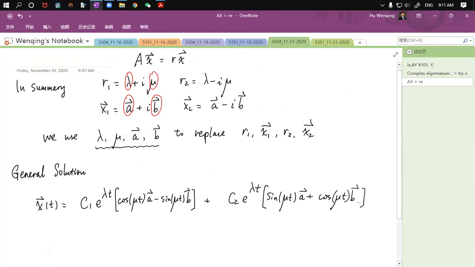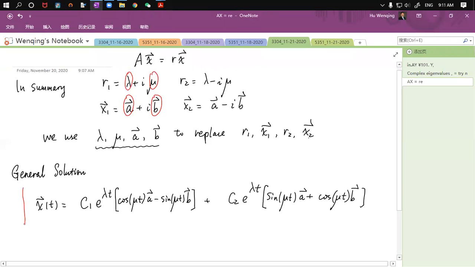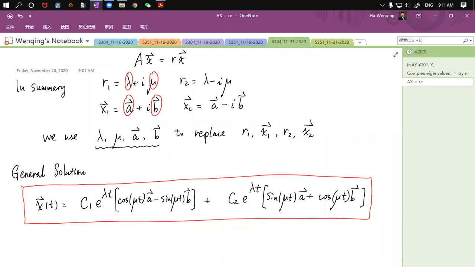This is an identity that you are asked to memorize before you go to the next exam. You must memorize this formula. It's not going to be provided on an exam as a separate sheet, but you must know it by heart. It is not very hard to memorize.